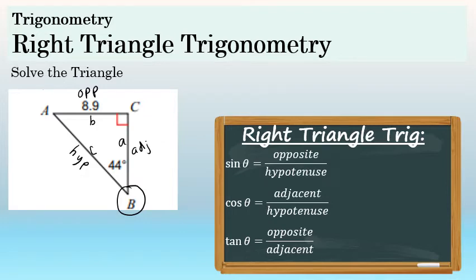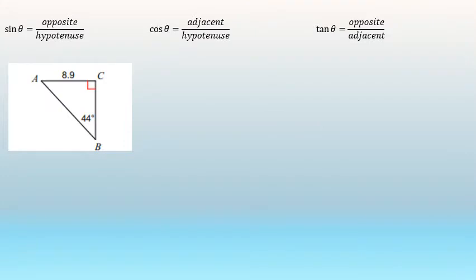Let's solve this triangle. Again, to solve the triangle, we're going to have to identify the measures of all three angles and the lengths of all three sides. In this problem, we've been given the measure of angle B, 44 degrees. We've been given the measure of angle C, that's the right angle, 90 degrees. And we've been given the length of side B, the side across from angle B, is 8.9.